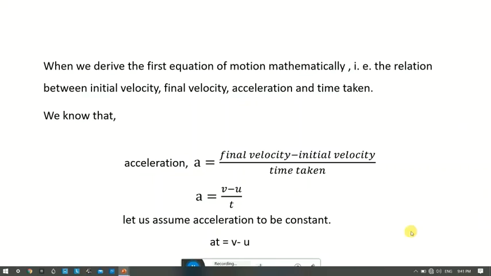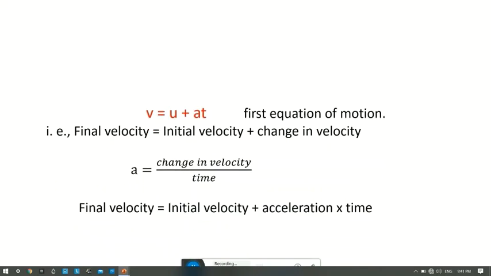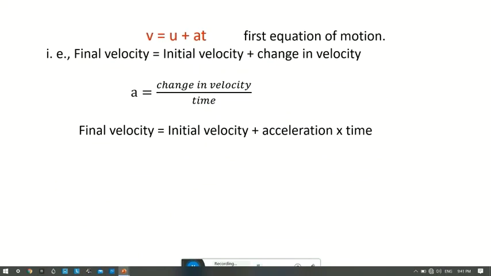Here we have to consider that acceleration to be constant. So by rearranging the equation, we get a into t is equal to v minus u. So v is equal to u plus at is the first equation of motion.